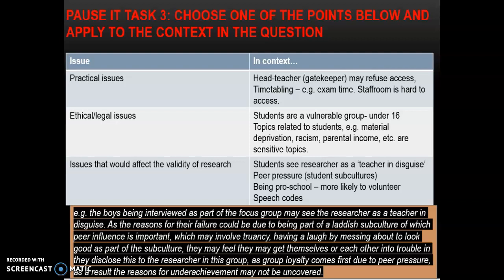And also, as part of being a part of a laddish subculture, group loyalty does come first. And as a result, the reasons for underachievement may not be uncovered, and it's going to have that knock-on effect as it impacts the validity. So I want you to have a little bit of a go and then join back in.